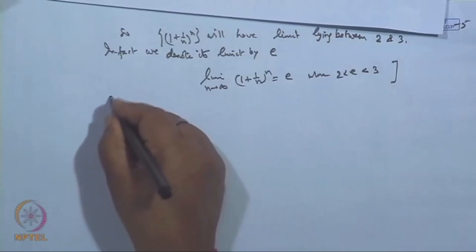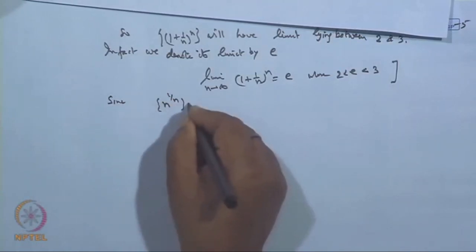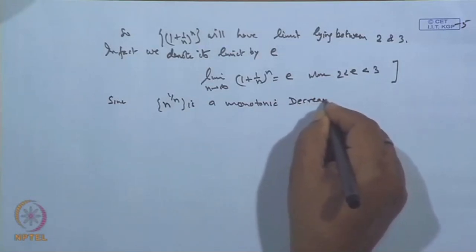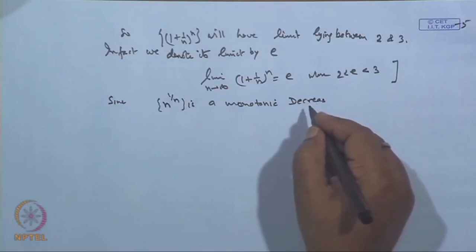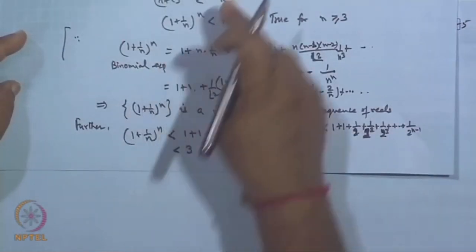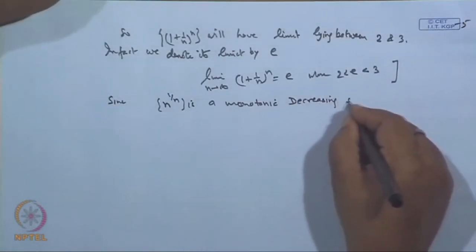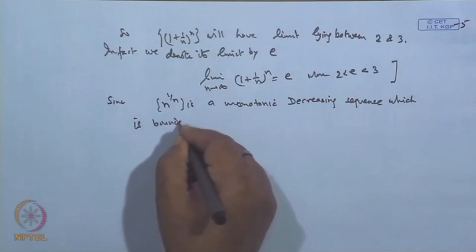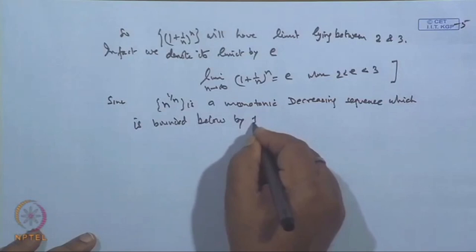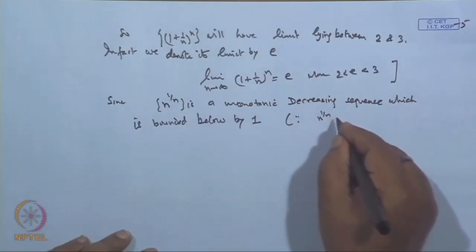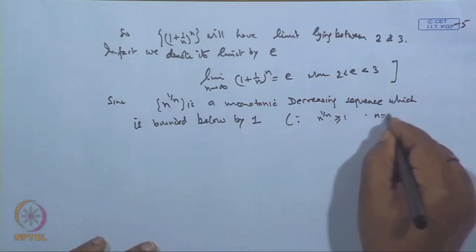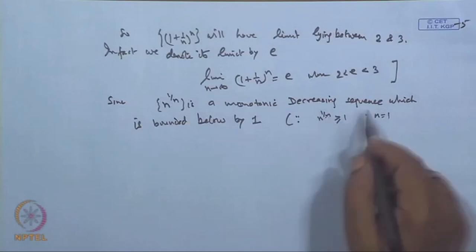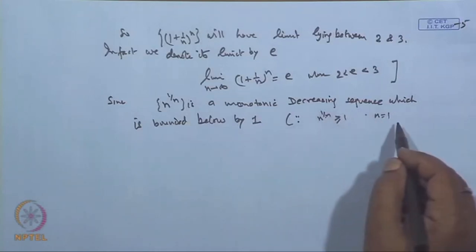So, since n to the power 1 by n is a monotonic decreasing sequence, is it not, which is bounded below by 1, is it not? Because n to the power 1 by n is greater than or equal to 1, at least for n equal to 1 you get 1, for n equal to 2 it is greater than 1, is it not? So it is a monotonic decreasing sequence.